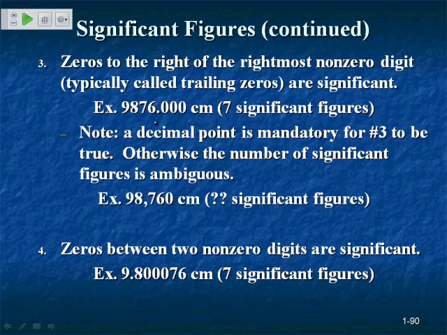So here we have a decimal point, and the rule says zeros to the right of the rightmost non-zero digit are significant. The rightmost non-zero digit is 6. Zeros to the right of that, these 3 zeros are right of this 6, and we have a decimal point in the number. Therefore, this will count. We cannot neglect them. So having said that, there are 1, 2, 3, 4, 5, 6, 7 significant figures in that number.